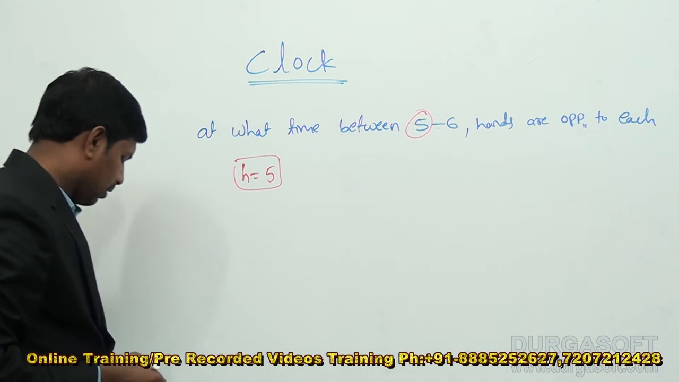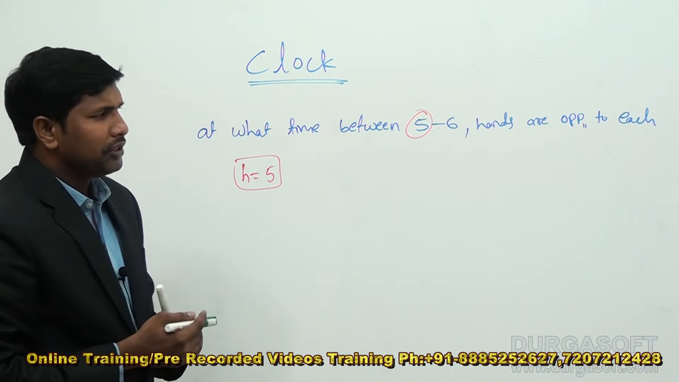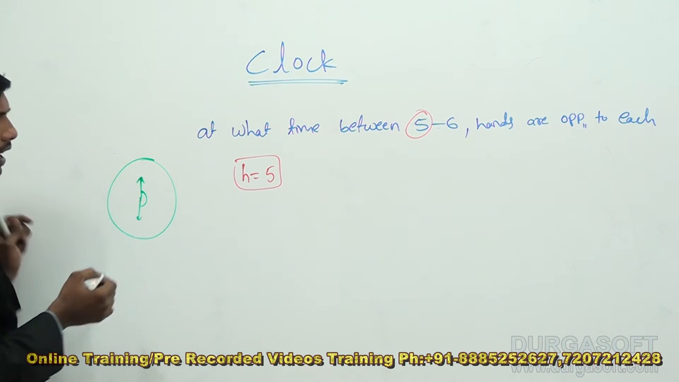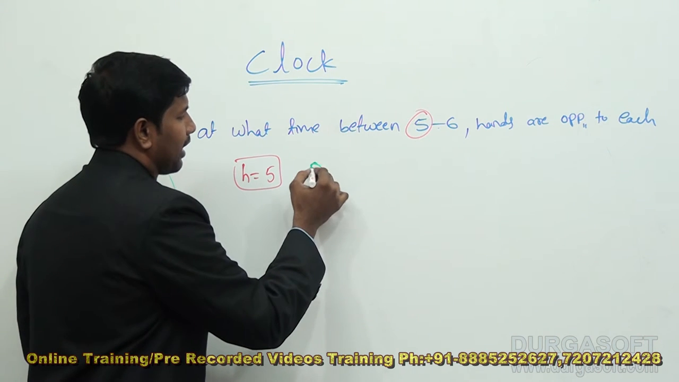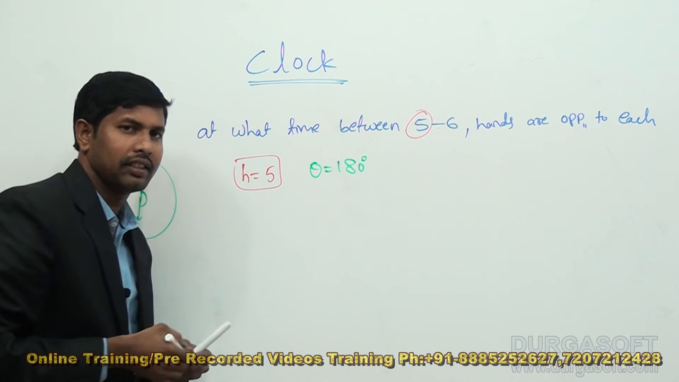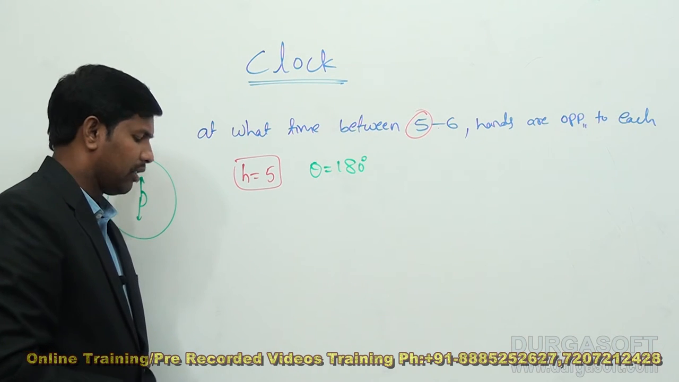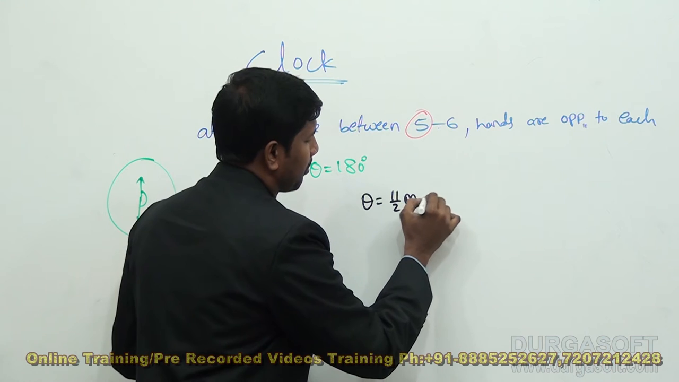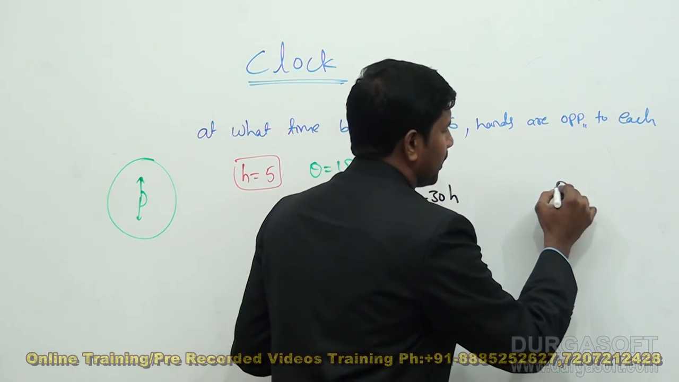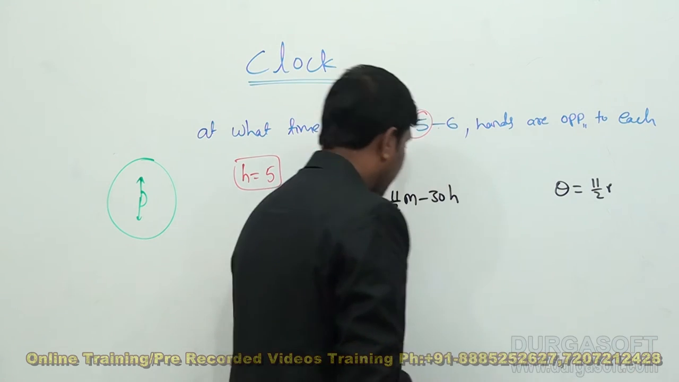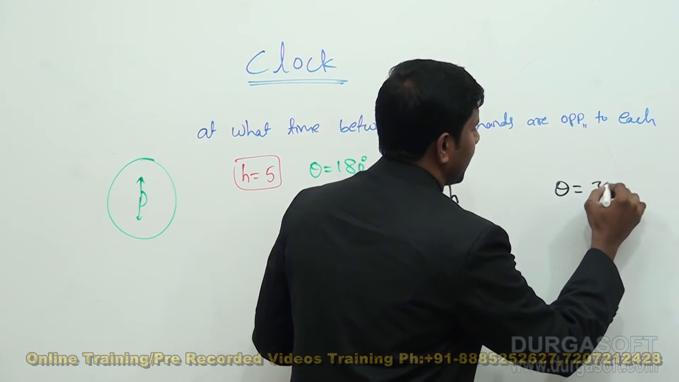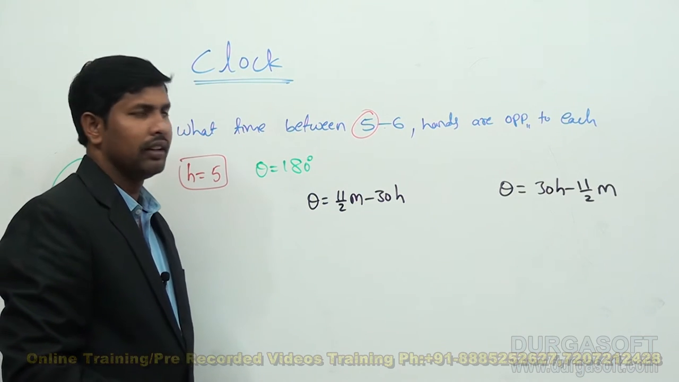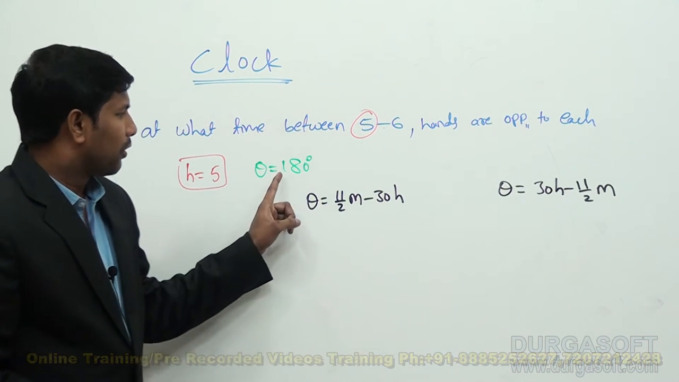So out of these two, next, opposite to each other, suppose I take the scenario. Opposite to each other means simply the angle is 180 degrees. Now when we are finding the value, let's see how we can find it. So if you want to take both, theta is equal to 11 by 2 m minus 30 h, and theta is also equal to 30 h minus 11 by 2 m. So we are taking both the forms here and substituting, but it is a 180 degrees angle.